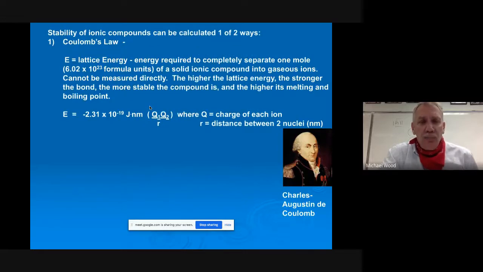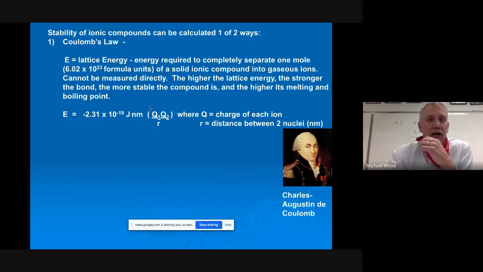Now, the top part of this slide, the only thing to write down, and we're not going to do any calculation, but the key thing here is stability of ionic compounds. We're really going to determine what is a stronger ionic bond. Coulomb's law, I would write down E equals lattice energy, which is the energy required to completely separate one mole. And that's all you really need to write down here.